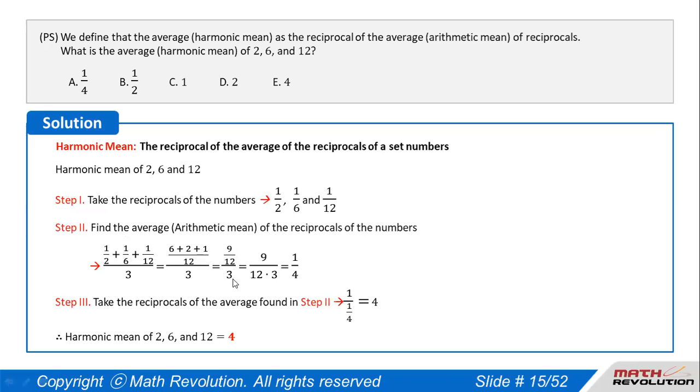Now I have to divide it by 3 because that is how I'm finding the arithmetic mean. So 9 over 12 divided by 3 happens to be 1 over 4 on simplification.